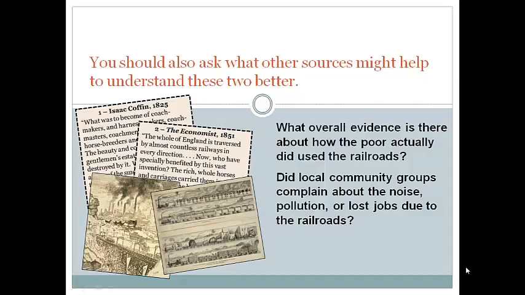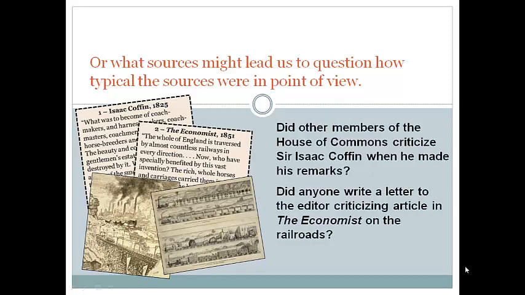You should also ask what other sources might help to understand these two better. That is, look for sources that help you decide how representative each of these two sources is, or even how accurate either one is. You could also ask what sources might lead you to question how typical the two sources were in point of view. Students should learn to be somewhat skeptical about any source. The need for corroboration helps students learn to adopt a questioning attitude about all sources.